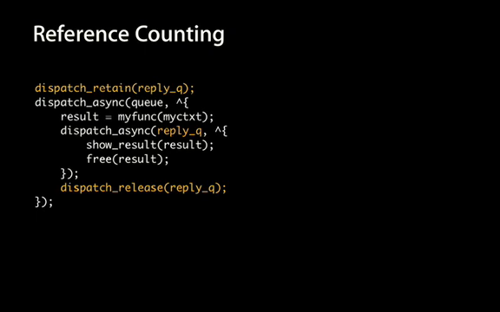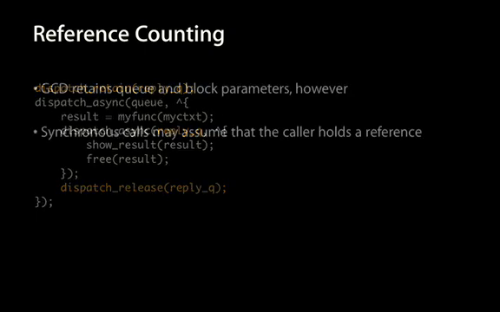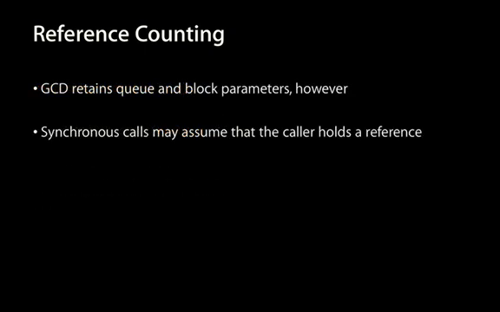And that's because dispatch always does the right thing, and it retains any parameters that are passed to it when necessary. So any call to dispatch async or any of our other asynchronous APIs is going to retain the queue that's passed to it for the lifetime of that asynchronous operation. And any block parameters that are passed to our API are also going to be block copied.